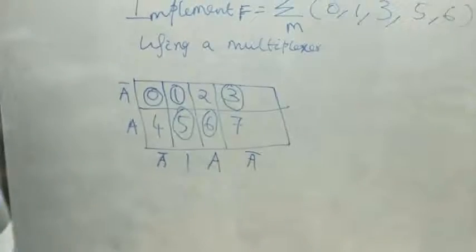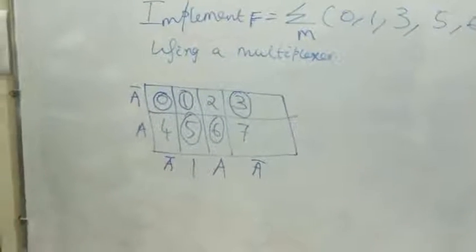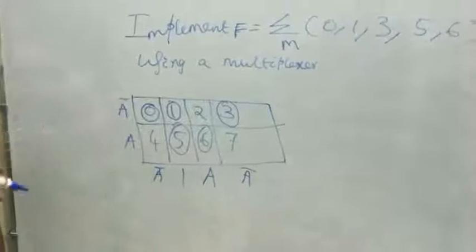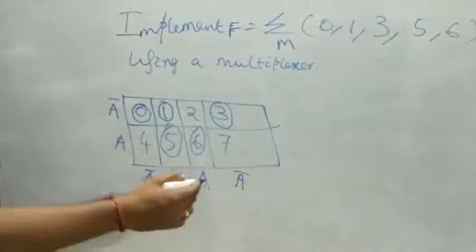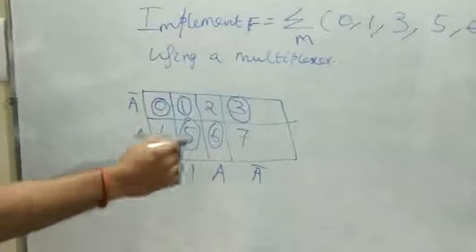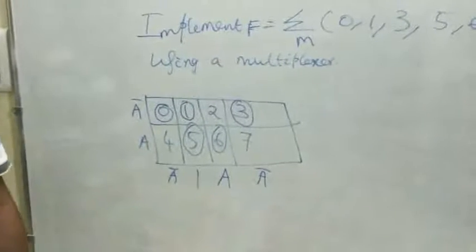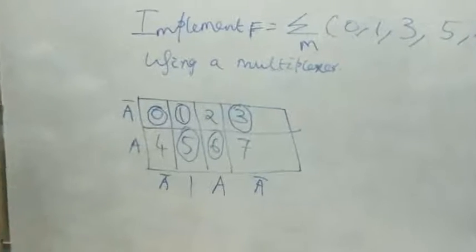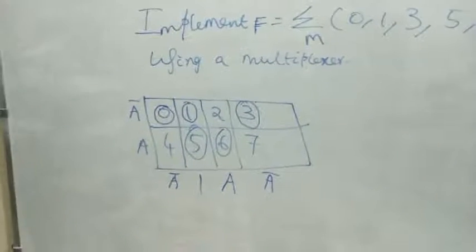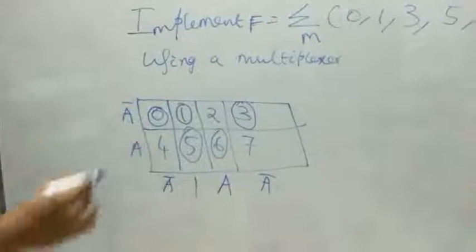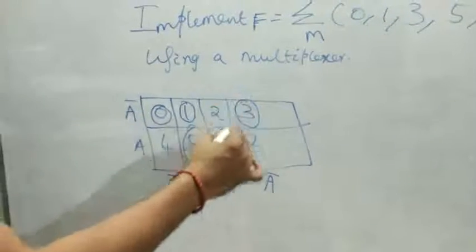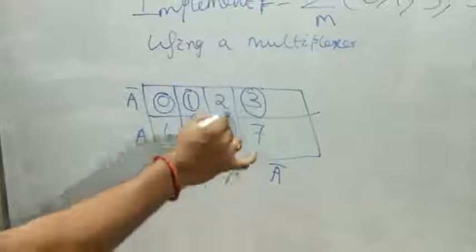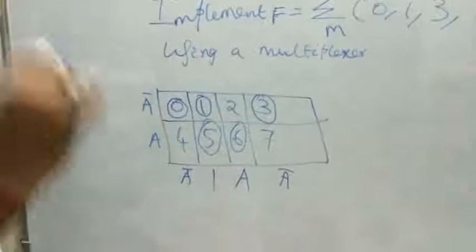You can ask, if none of the values are circled, what should we do? If none of the values are circled, then you should put the value as 0. If both the values are circled, you should put the value as 1. Otherwise, you need to represent the corresponding literals against the row. For example, here 0 alone is circled, so I have written A dash. Here 3 alone is circled, and I have also written A dash. Here 6 alone has been circled, so I have written A.